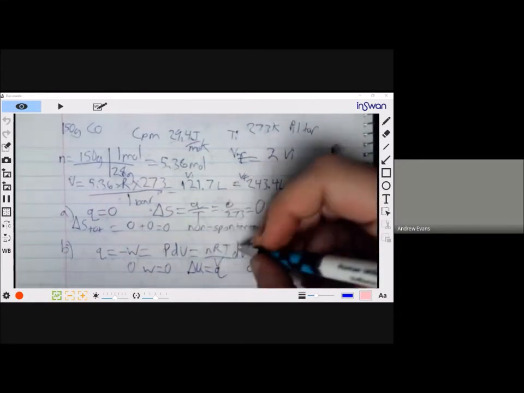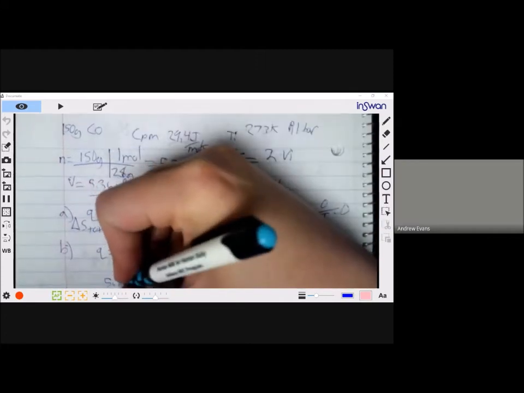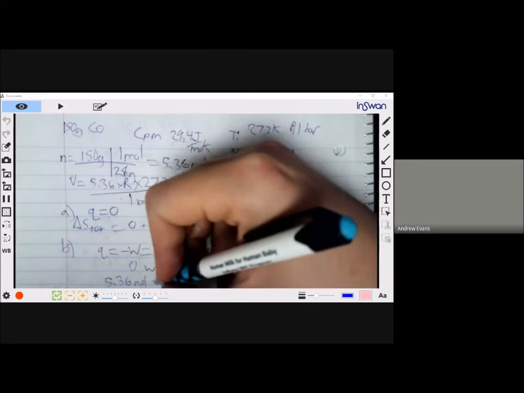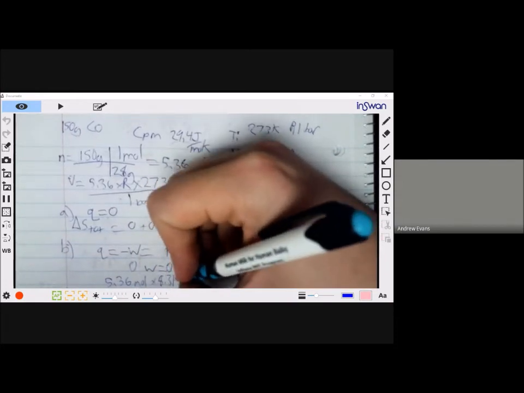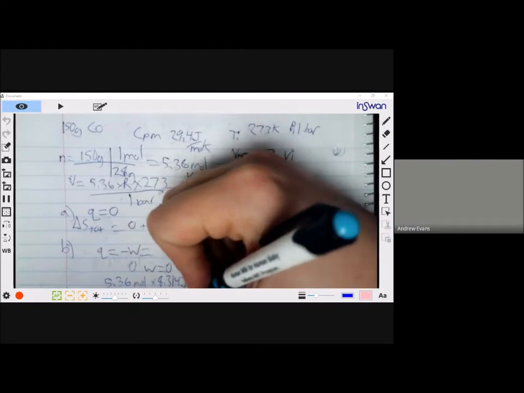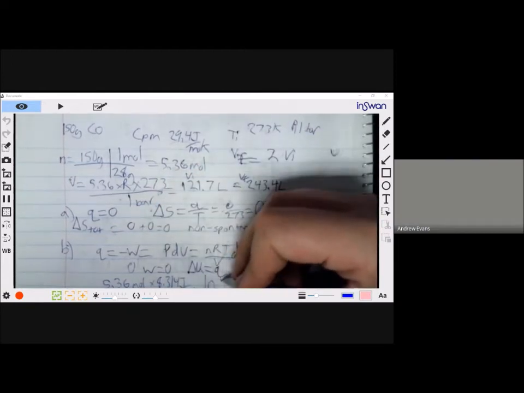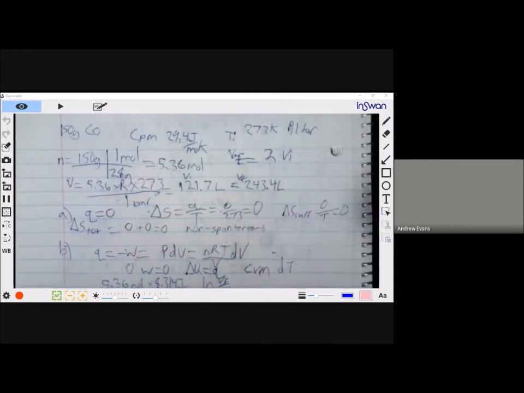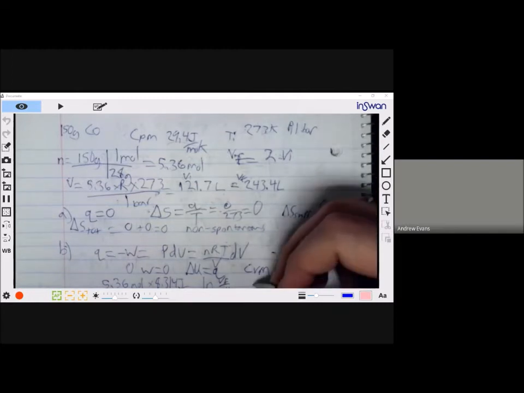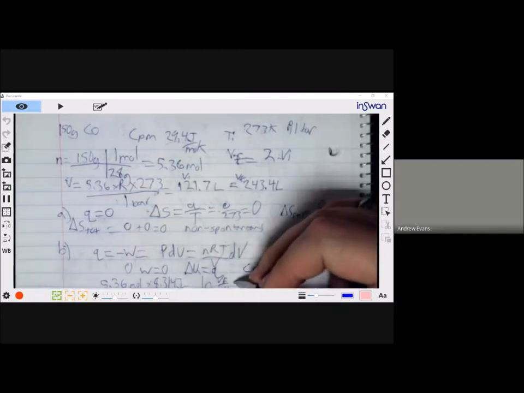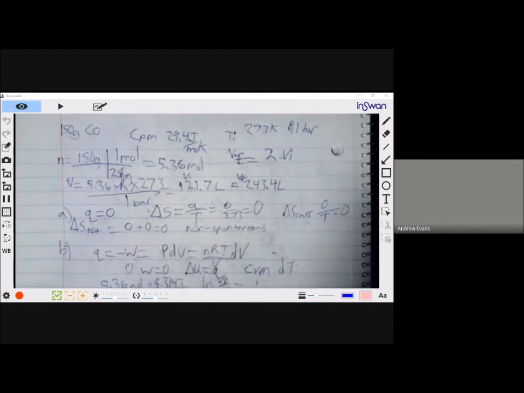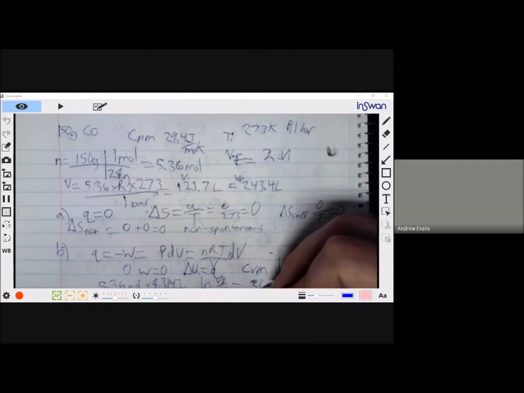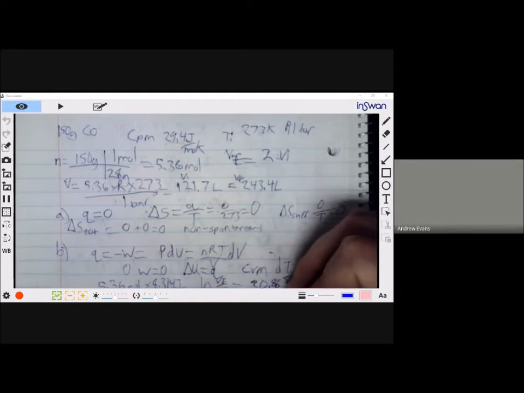Okay. So with that in mind, we have 5.36 moles times 8.314 joules per mole Kelvin times ln of VF over VI. We double the volume, so we don't really need the two volumes, because it's just ln of 2. So our entropy right there becomes 30.88 joules per Kelvin.